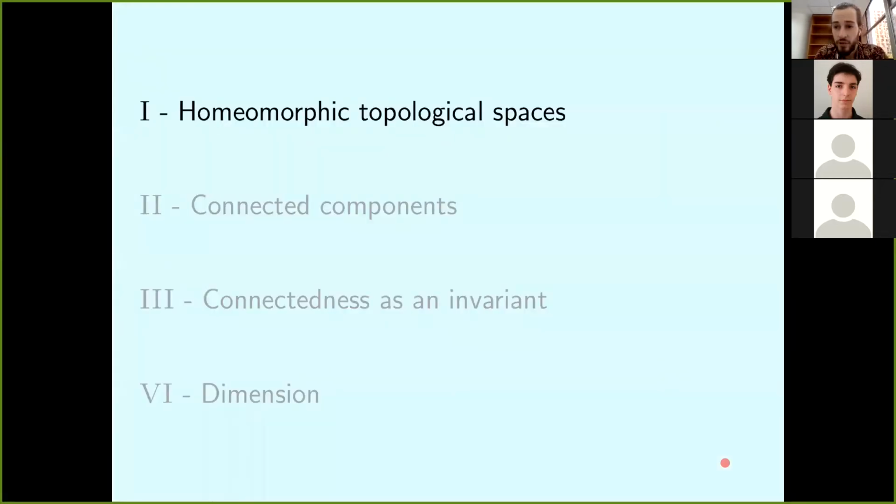So we will first define today what are homeomorphic topological spaces. And doing so, we will create very complicated objects. And in order to study them, we will use the notion of invariance. So I'm very excited because invariance is one of my preferred topics in mathematics, and we will have an introduction to that today.